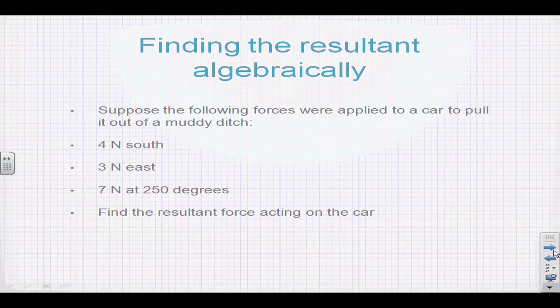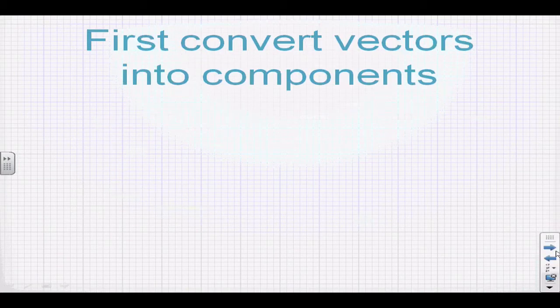So let's try to find a resultant algebraically using the methods that were described. Let's say that you have your car, it's stuck in a ditch, you want to apply some forces to it to pull it out. These are the forces that you apply. A force of 4 newtons south, a force of 3 newtons east, and another force of 7 newtons at 250 degrees. We want to find the resultant force acting on that car.